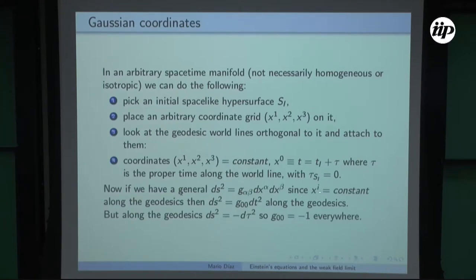Now, if we have a general metric, then since x^j is constant along the geodesics, ds squared can be written like this along the geodesics. So it simplifies the way we can write the metric in a particular region of a spacetime. Along the geodesics, we also know that ds squared is minus d tau squared. So essentially, it's going to make g00 equal to minus 1 everywhere. And that's useful.